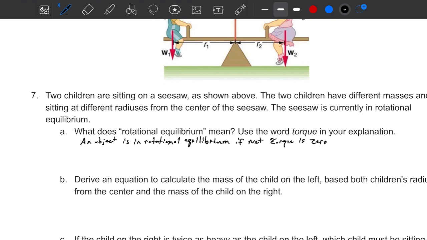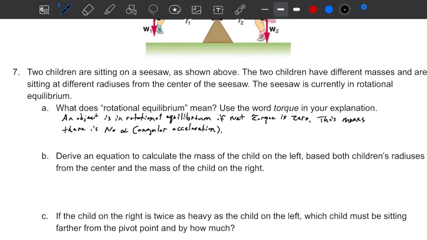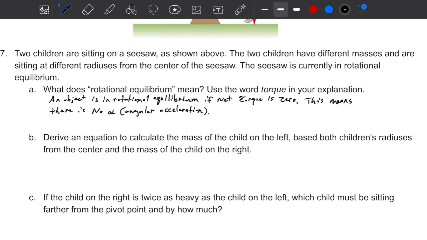Well, if you have balanced torques, there is no net torque. If there's no net torque, there is no angular acceleration on the system. It's at a constant velocity. It may be standing still at a constant velocity of 0, but it may have some value. But whatever that value is, it's constant. I answer the question as: an object is in rotational equilibrium if the net torque is 0. This means there is no angular acceleration. And of course, you could go on to say it has a constant angular velocity, but I doubt that the seesaw keeps a constant angular velocity.